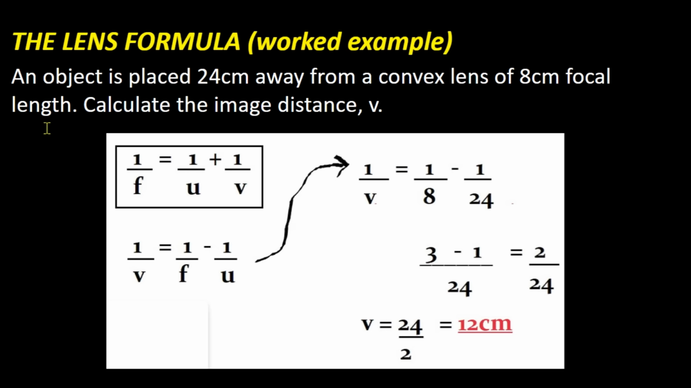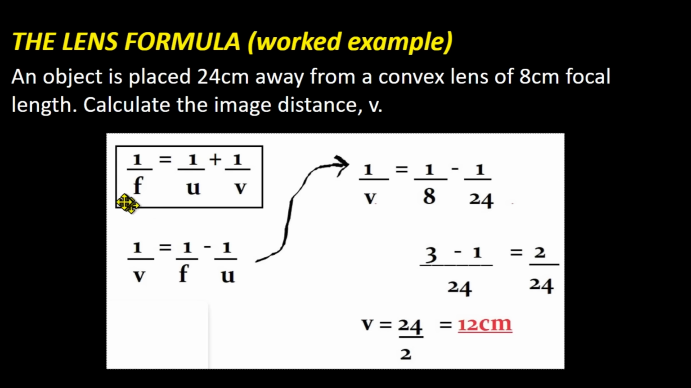Here we have a worked example of a lens question. An object is placed 24 centimeters away from a convex lens of 8 centimeters focal length. Calculate the image distance V. So the object distance is 24 centimeters, the focal length is 8 centimeters.